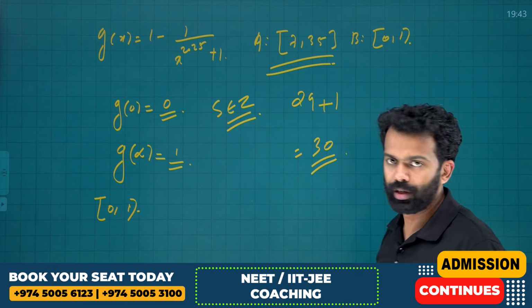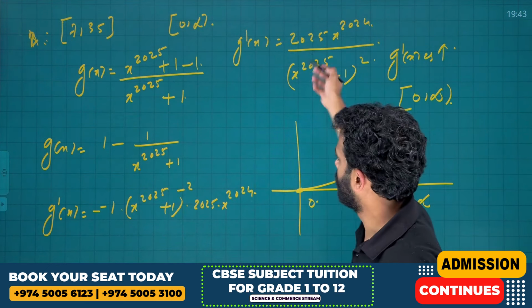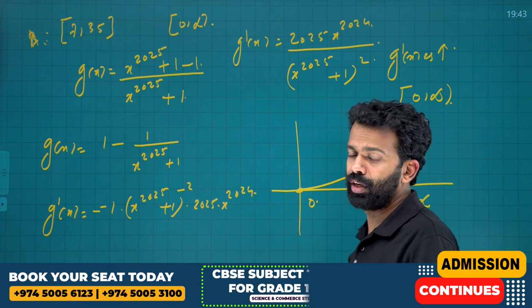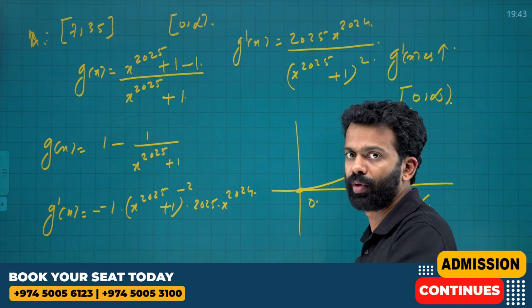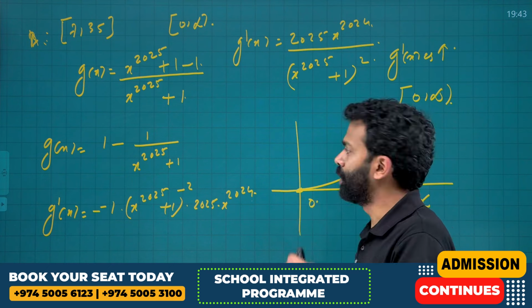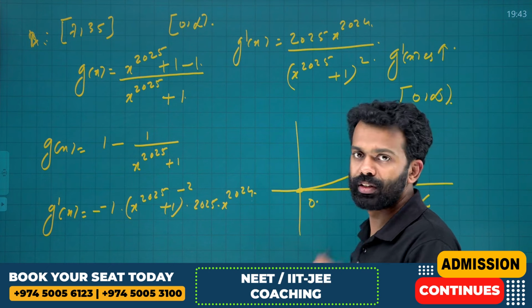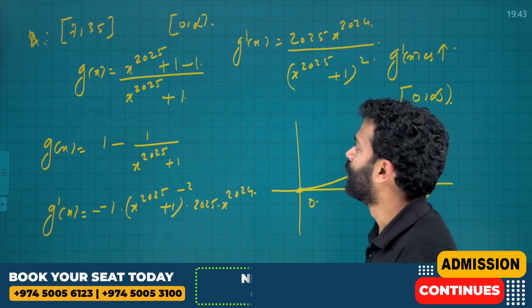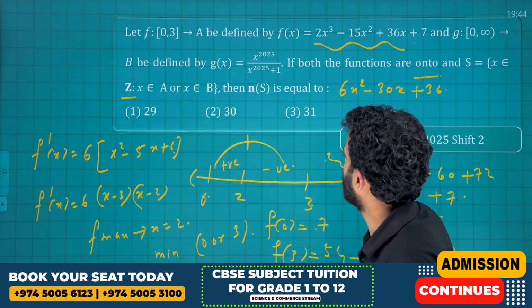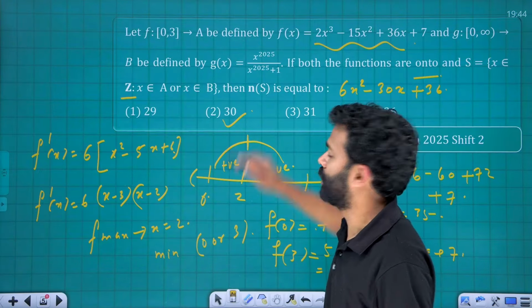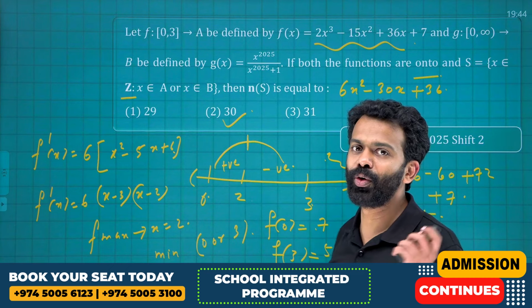See, this concept which we have formulated here, using increasing and decreasing functions to find the range, that is the maximum value and minimum value, questions based on this are asked so many times. So, hope you got the idea here, and the final answer was 30, option number 2. Okay. So, the next question.